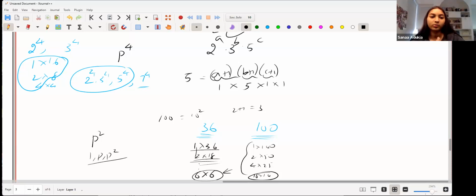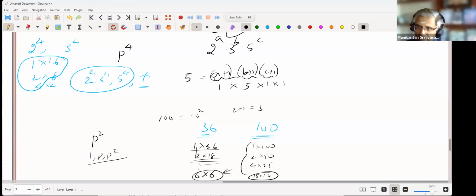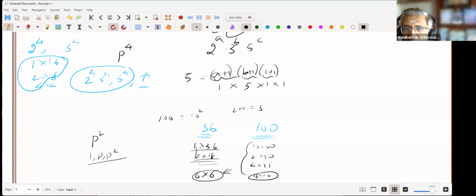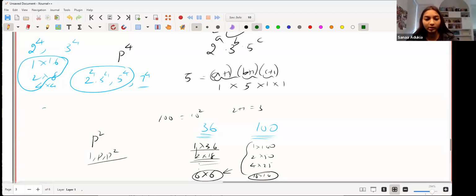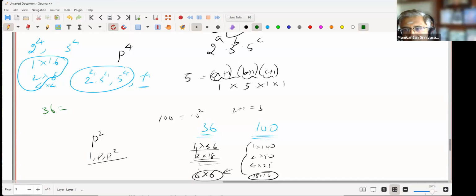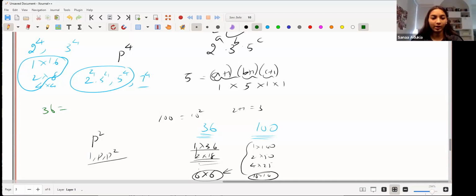Okay, can I give an example? Yeah, you can give an example to illustrate. I guess using 36 only. Okay, 36. Then you can branch it out into 3 and 12. 12 will go into 3 and 4.